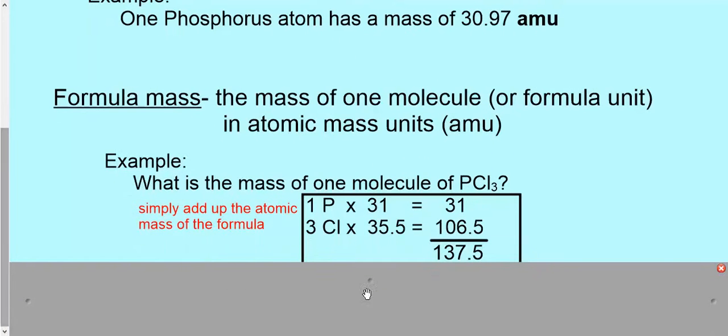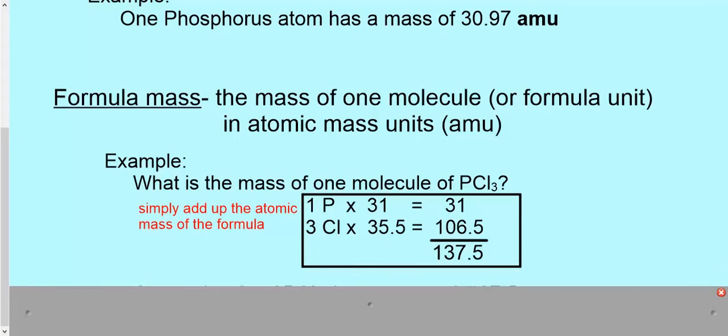So for example, if we wanted to find the formula mass or formula weight of phosphorus trichloride, we would look at the subscripts. Phosphorus does not have a subscript, therefore 1 is understood. So we understand that we have one phosphorus atom. So one phosphorus atom, we multiply that by the atomic mass on the periodic table for phosphorus, 31.